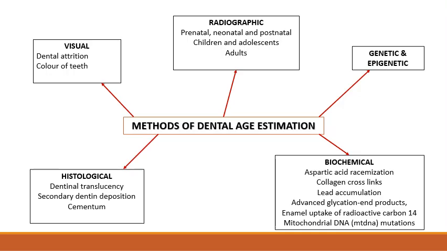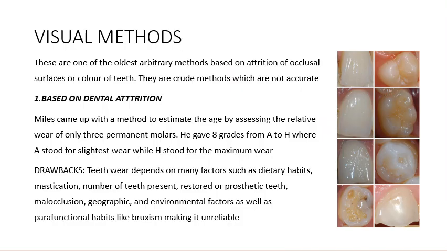So, what are the common methods of age estimation which are followed? The most common ones are visual method, radiographic method, genetic and epigenetic method, biochemical and histological methods. First, we'll look at the visual methods.